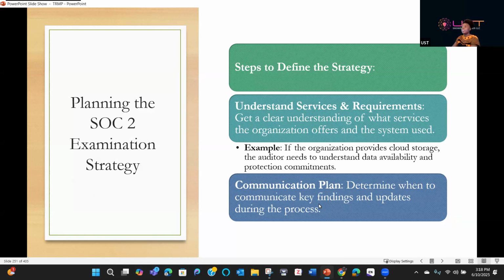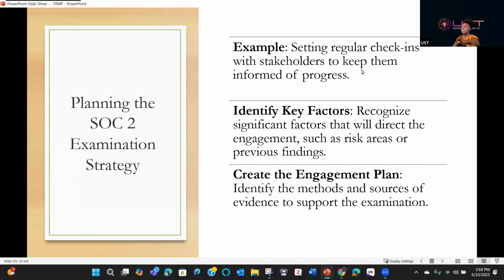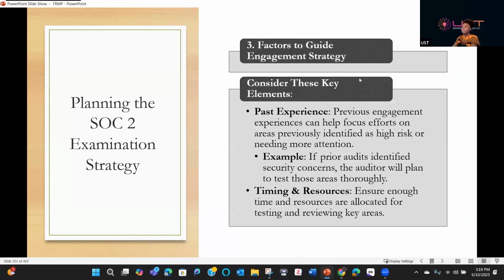Communication plan: determine when to communicate key findings and updates during the process, right? As an example, setting regular check-ins with stakeholders to keep them informed of progress. Recognize significant factors that will direct the engagement, such as risk areas or previous findings. Identify the methods and sources of evidence to support the examination, right?